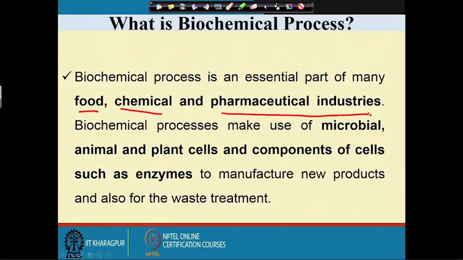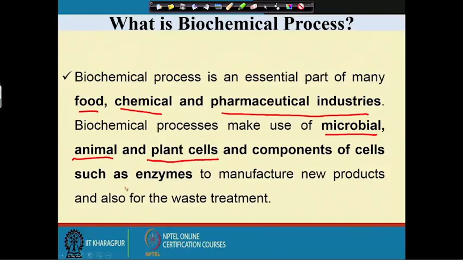Now, biochemical processes make use of microbial cells, animal cells and plant cells to form these products. These are the different living cells that can be used for producing these kinds of products. And not only living cells, some of the biomolecules produced from living cells may also be used for the production of certain chemicals. For example, enzymes, which are usually secreted from these living sources, can be utilized for producing different types of products.